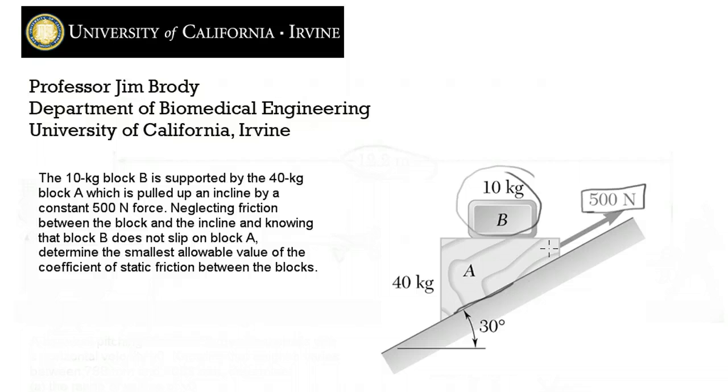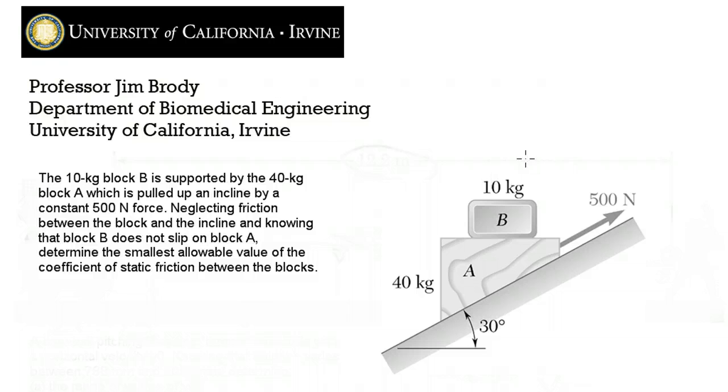So what does that mean? Well, imagine this plane is like ice, so we're pulling up block A. Block B is just sitting on top of A. And so if there was no friction between A and B, B would just stay here, and as A gets pulled up, B would stay here and fall off the block A. But that doesn't happen. There's some friction here, and so the question is determine the smallest allowable value for the coefficient of static friction between the blocks. So that's what we're looking for, friction between those blocks.